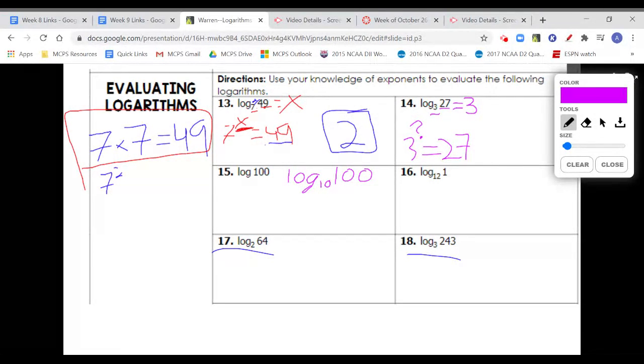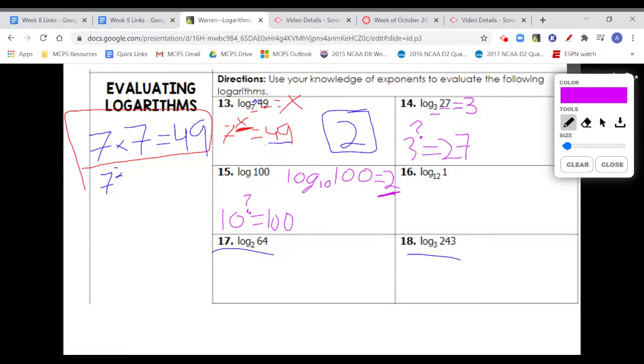So the question is, what exponent takes me from 10 to 100? Well, that exponent is 2, right? 10 squared gives me 100. So that's my answer. The log of 100 is equal to 2.